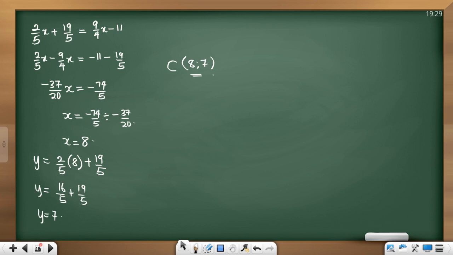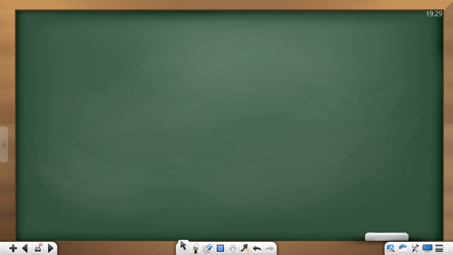Now, finally, it's going to be concept number 6. This is now application. Parallelograms. We're going to be looking at properties of parallelograms. This is important because we need this for application. Remember, parallelograms means two sides are parallel. Opposite sides are parallel.